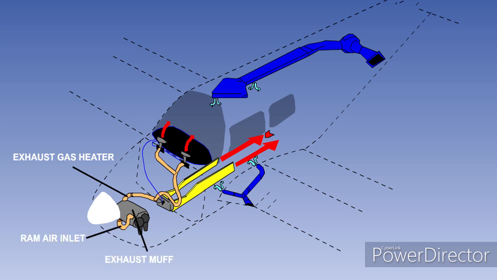The heater muff or exhaust muff is a close-fitting cowl around the exhaust pipe, which allows ram air to come into close contact with the hot exhaust pipe to provide hot air for heating the cabin and demisting the windscreen. Fresh, cold air is allowed into the cabin through the ram air inlets on the wing leading edge. After use, the air is dumped overboard through a vent on the underside of the aircraft.